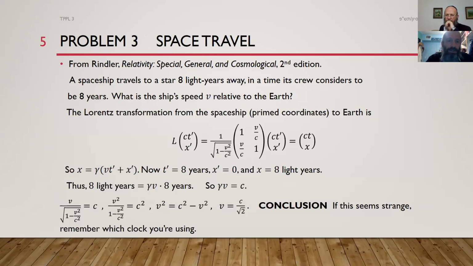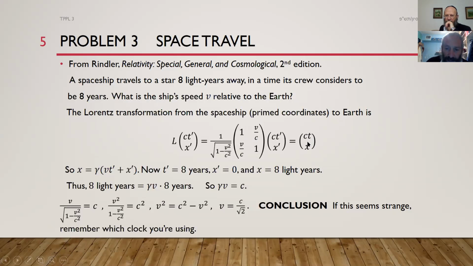Here's a problem I took from Rindler's book. A spaceship travels to a star that's 8 light years away, and when they get there, they see the clock has moved 8 years. So what is the ship's speed relative to the Earth? So here's this same standard configuration Lorentz transformation. Earth is the lab frame with the unprimed coordinates, and the spaceship has the primed coordinates.